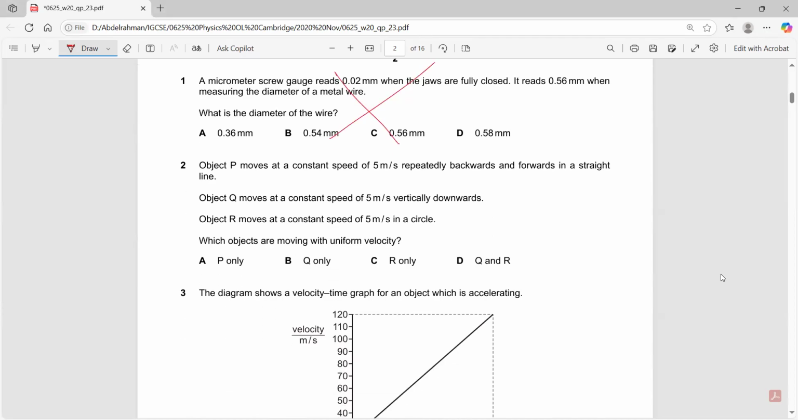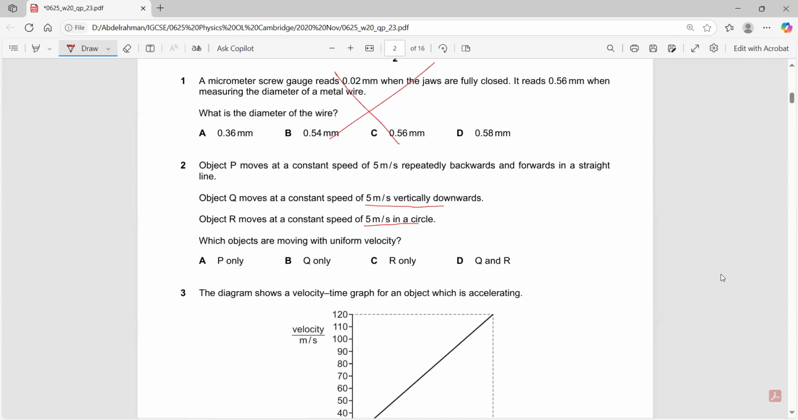Question 2. Object P moves at a constant speed of 5 meters per second, repeatedly backwards and forwards in a straight line. Object Q moves at a constant speed of 5 meters vertically downwards. Object R moves at a constant speed of 5 meters per second in a circle. Which objects are moving with uniform velocity?